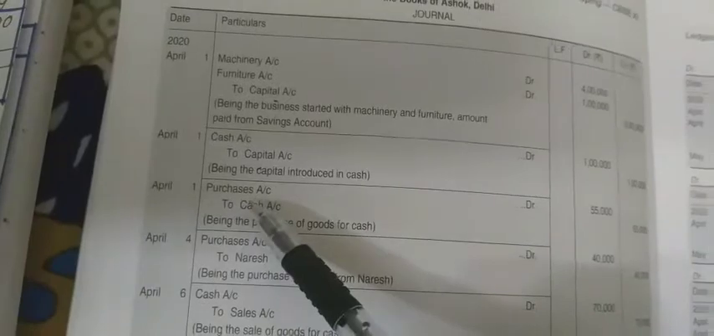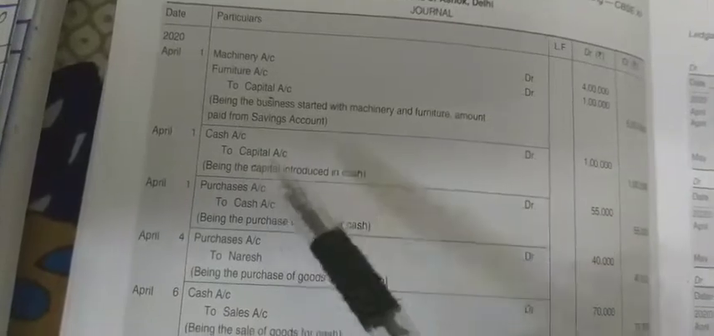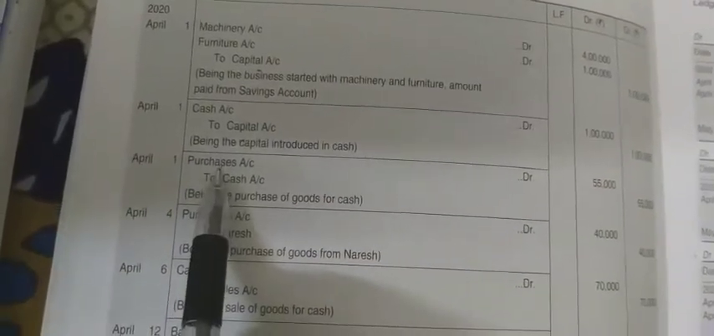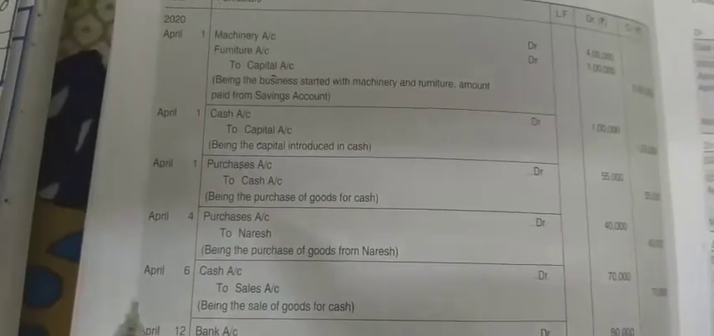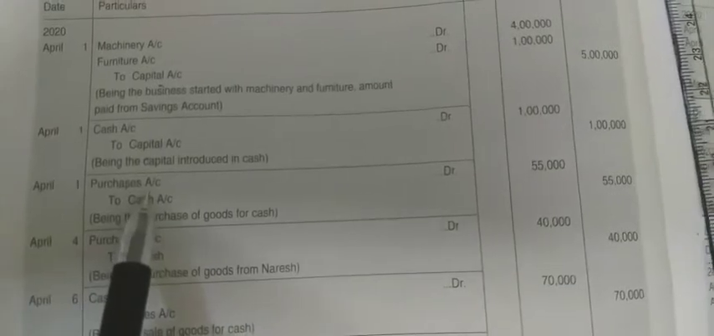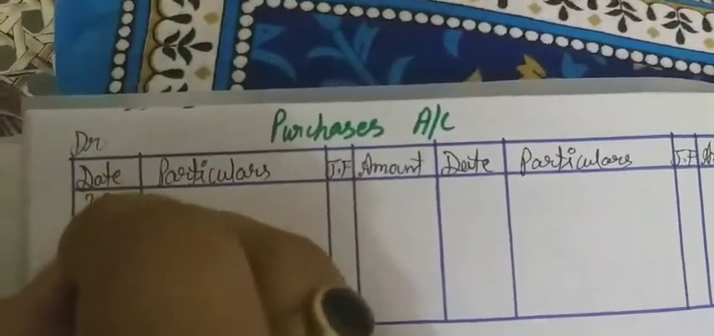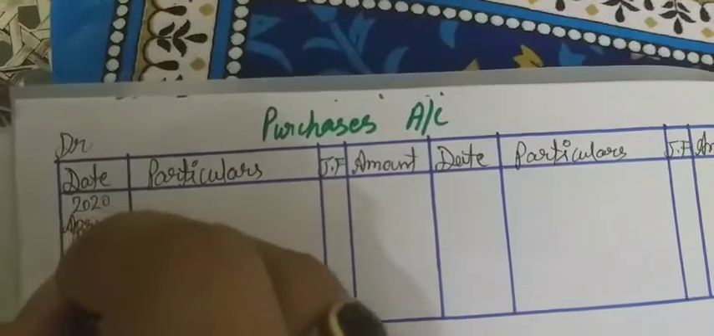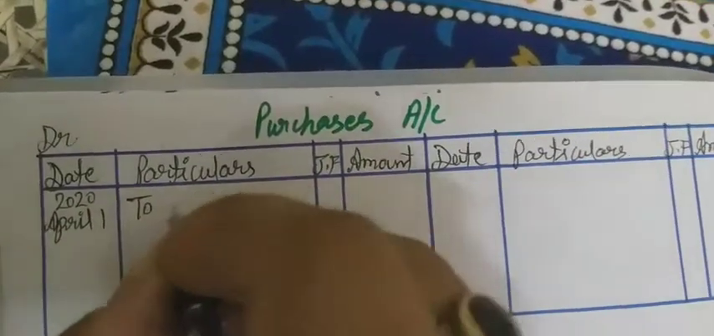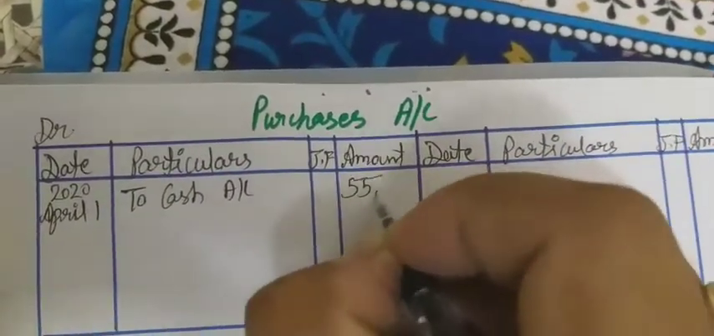Now after this, the purchase account we have to prepare. Machine account, furniture, capital and cash, these four accounts we already prepared. Now we have to prepare the purchase account, so let's see it, students. According to the purchase account, the purchase account is debited with rupees 55,000 with the account of cash. So it is on April 1st, 2020, April 1st, to cash account with rupees 55,000.